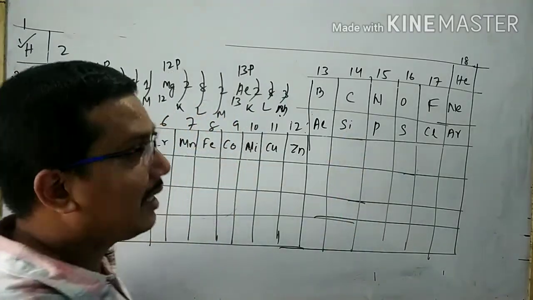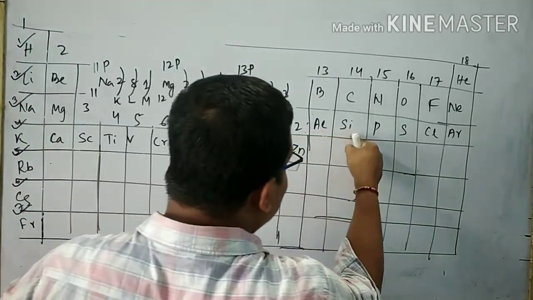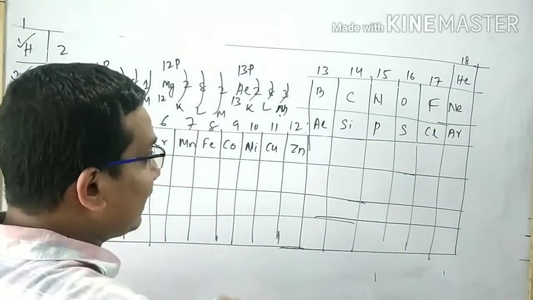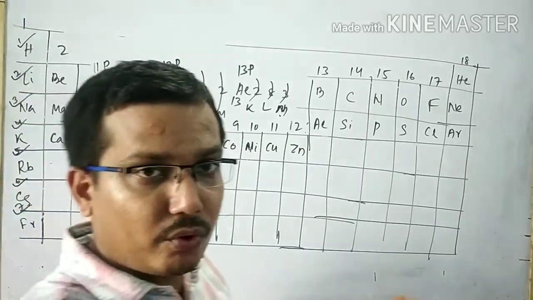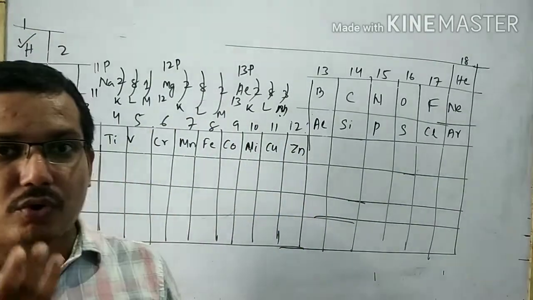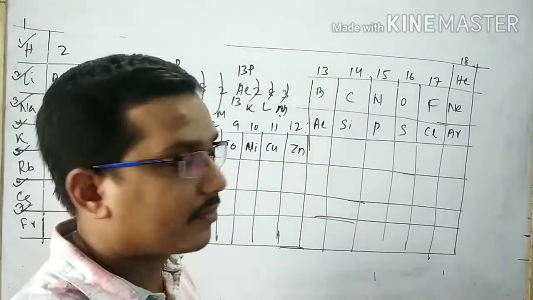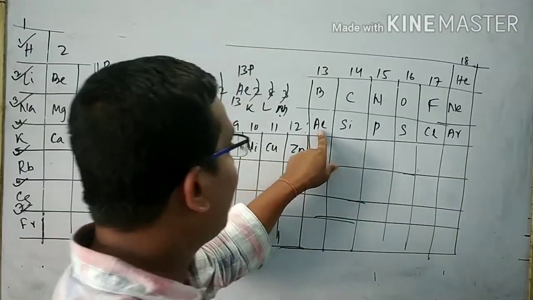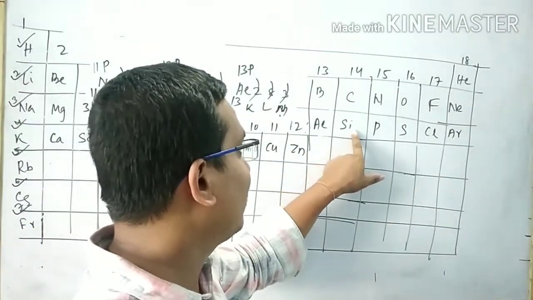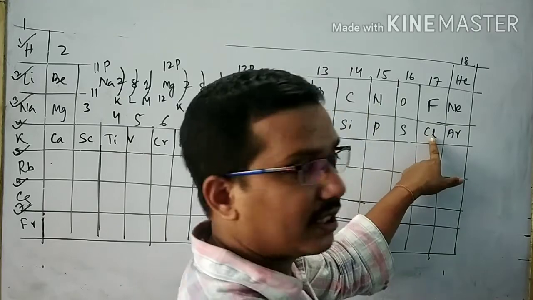If I want to know about silicon, phosphorus, sulfur, chlorine, argon: from aluminium to silicon, next phosphorus, next sulfur, next chlorine and argon, what will happen? The nuclear charge, nuclear force goes on increasing. As a result, the M shell comes closer and closer as compared to the other. That means the M shell of aluminium is less close than the M shell of silicon, less close than that of phosphorus, less close than sulfur, less close than chlorine.